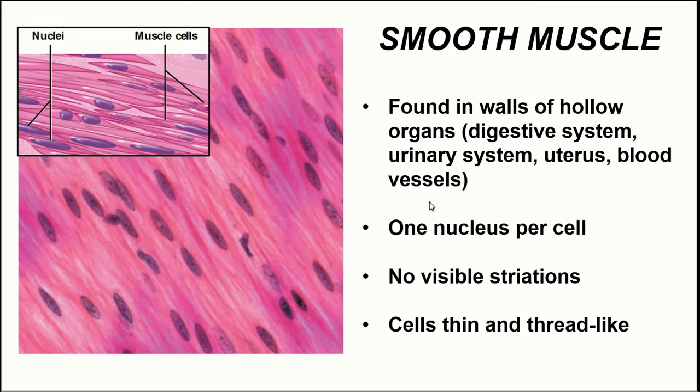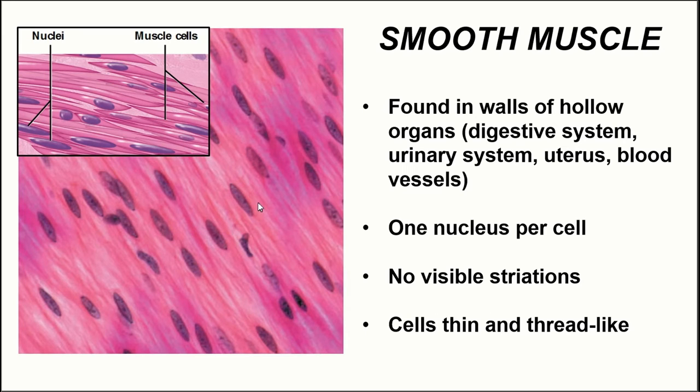We see that smooth muscle is a small muscle cell, just like we saw with cardiac muscle. It's called smooth muscle because we don't see any visible striations within the light micrographs of our smooth muscle cells. They do have those same contractile proteins within them that skeletal and cardiac muscle have, but they're just not as regularly arranged, and so we don't get those nice visible striations like we see in skeletal and cardiac muscle. The cells are thin and thread-like.